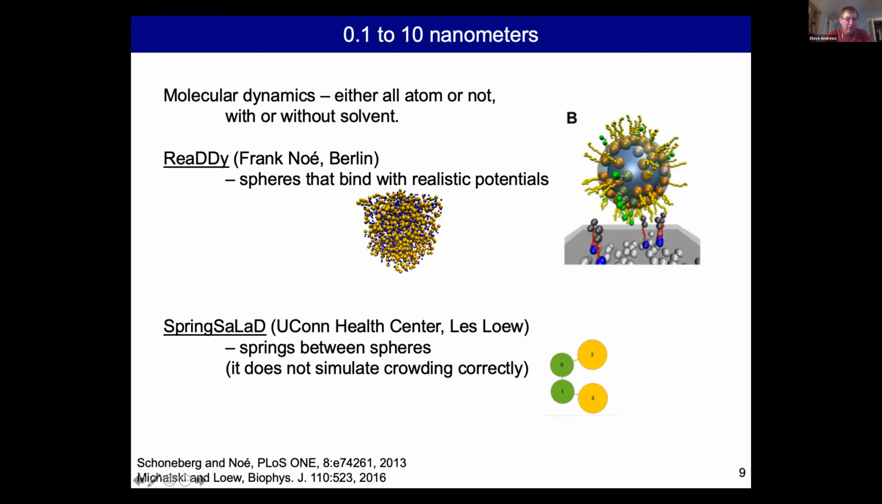In biology, Ready and Spring Salad are two simulators where proteins are spheres. They have realistic potentials, or they have little springs between them, and they interact and move around. You can now get protein shapes, macromolecule shapes. You get diffusion of proteins. This shows some crowding with Ready. So pretty small size scales and pretty short simulation times. But those are good tools to use for those things.